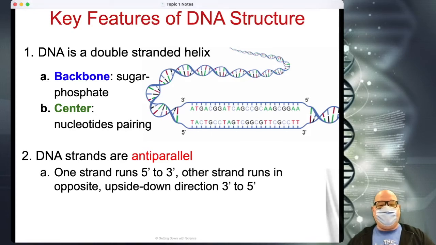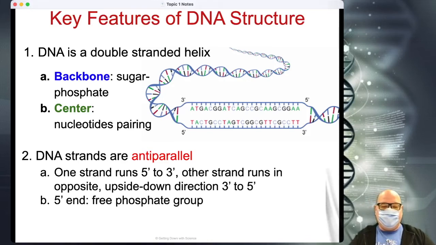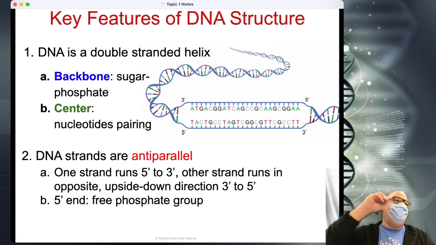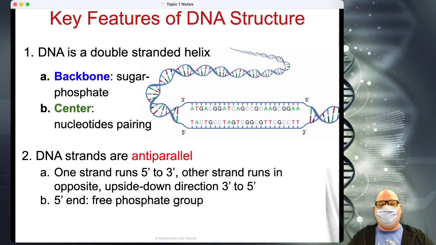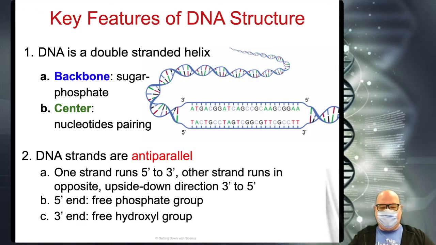All right, so these are things you've got to be familiar with as we go through this unit. The 5 end is where the phosphate group is. And remember, where do these numbers come from? We number the corners of carbon rings in chemistry. The 5 end has a phosphate, the 3 end has an OH.